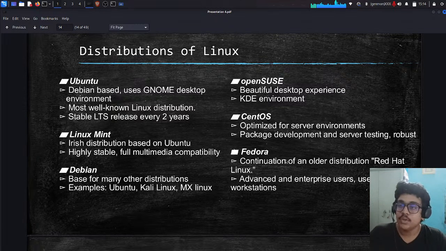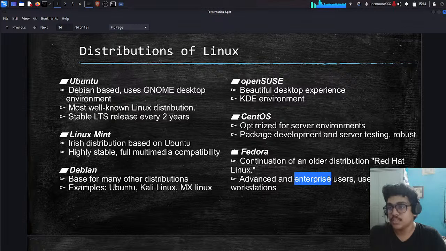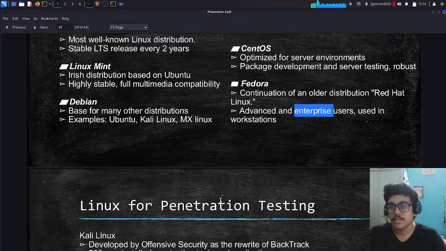So Fedora is, I guess, an advanced version, a continuation of an older distribution. There existed Red Hat Linux, and after a few updates and advancements made in Red Hat Linux, Fedora was made. So it is for advanced and enterprise users. Enterprise means it is paid and used in workstations.